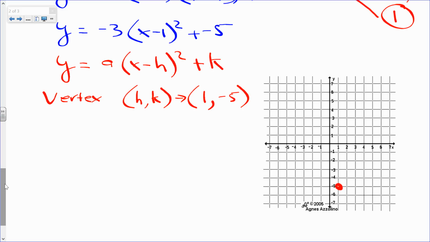There's our vertex. Now what we've got to find is our x-intercepts and our y-intercepts.